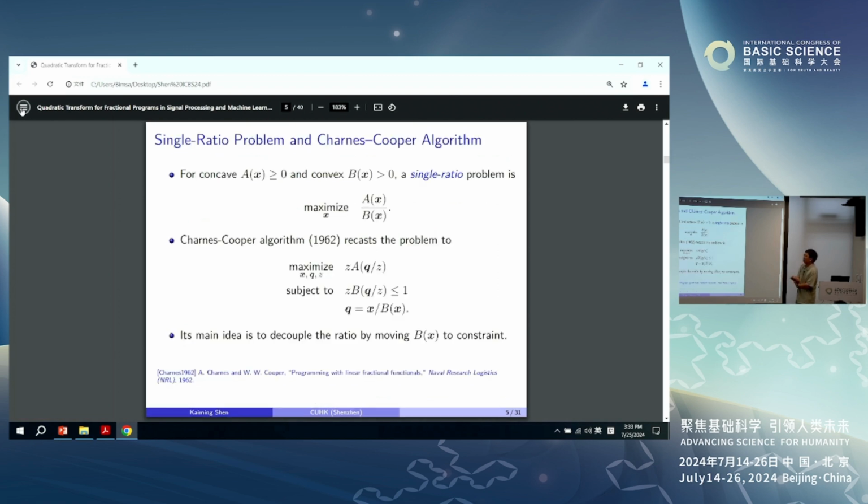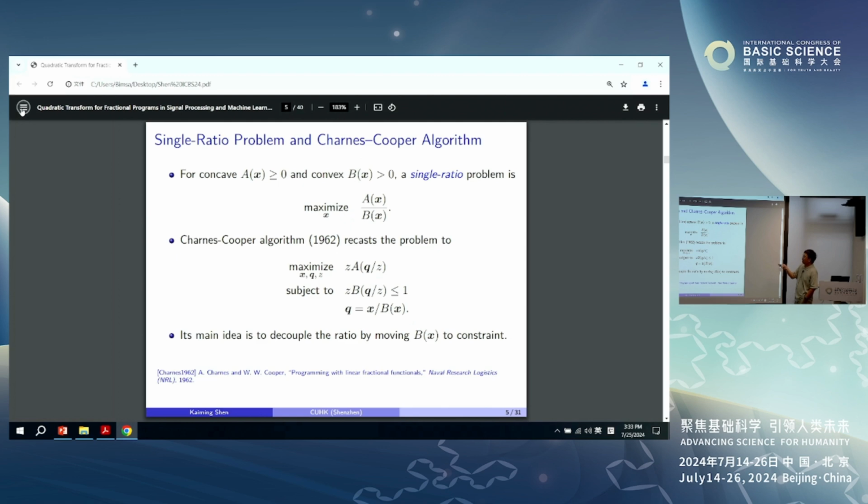Let me start with the simplest case of the FP problem, the single ratio problem. Suppose we have a pair of functions a and b. In particular, we assume that a is non-negative and concave in variable x, and the denominator function b is strictly positive and convex. What I want to show here is to maximize the ratio between a and b. Since we have only one ratio here, this problem is referred to as the single ratio problem.